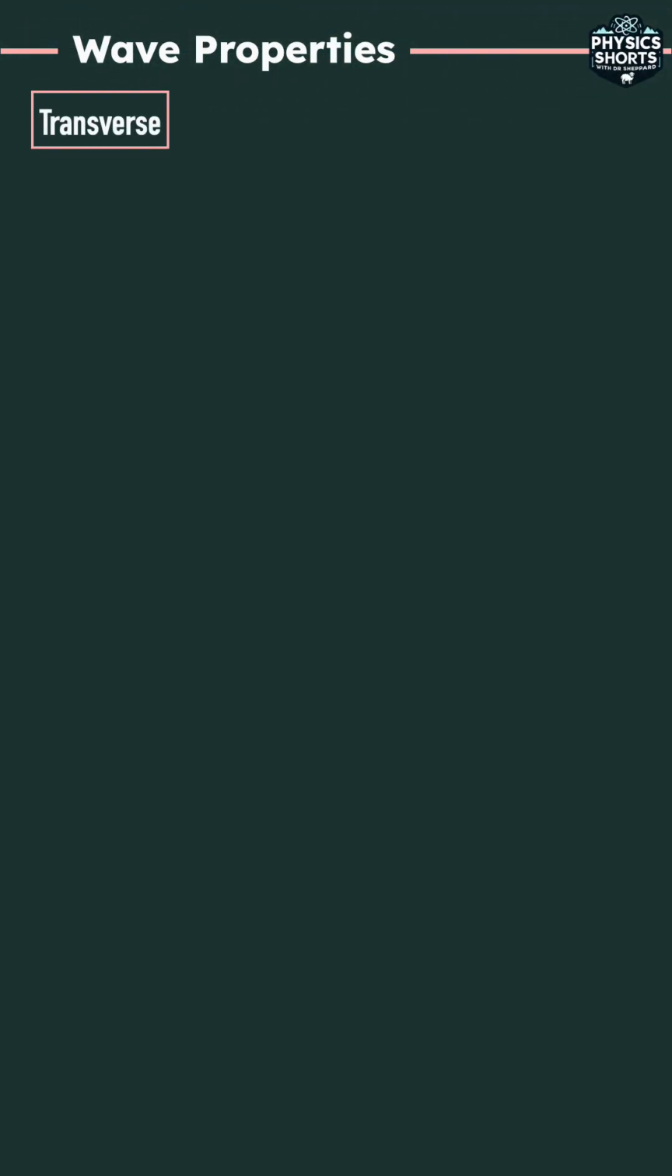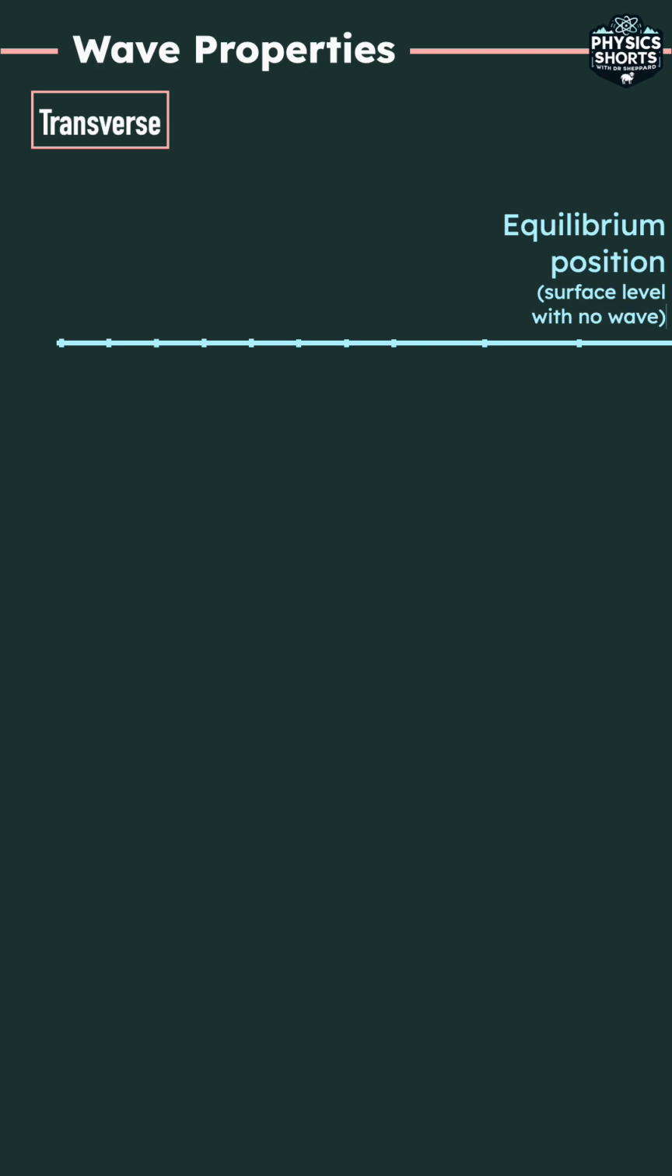All waves have a few fundamental properties we can measure and refer to, and these are easiest to picture with a transverse water wave, like this one I'm going to draw here. I'll start with a horizontal line which represents the equilibrium position. This is what the surface of the water would look like if there is no wave.